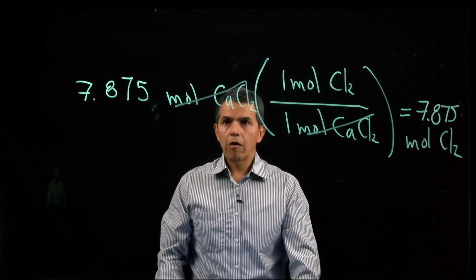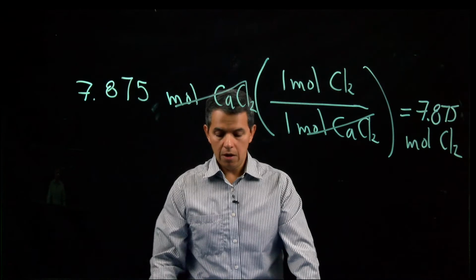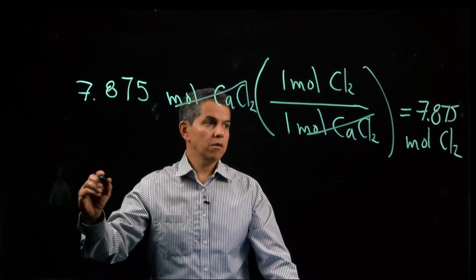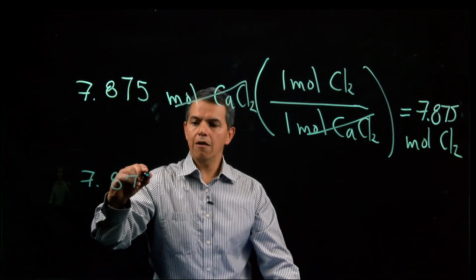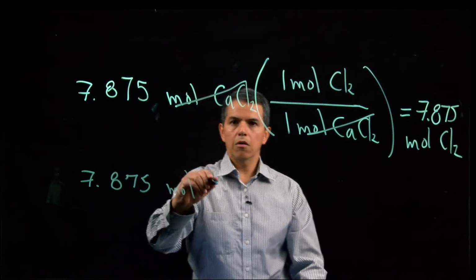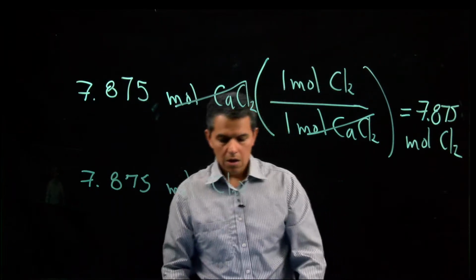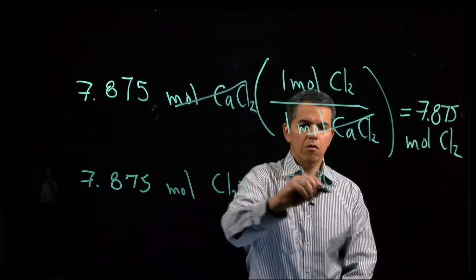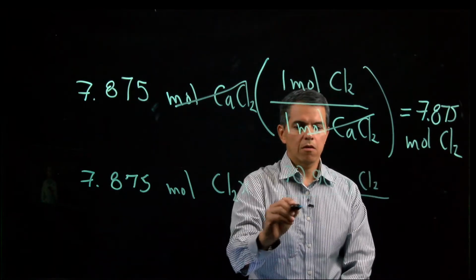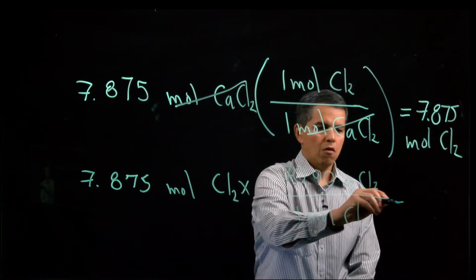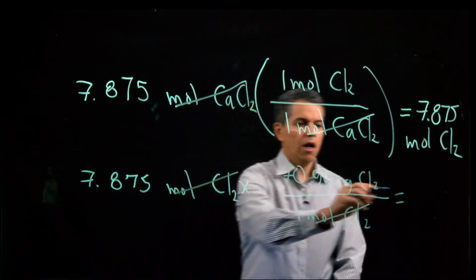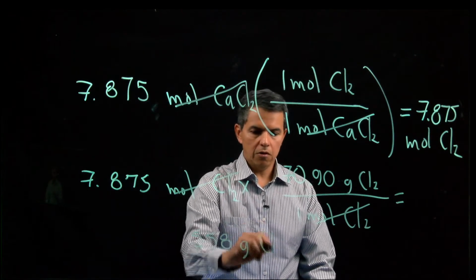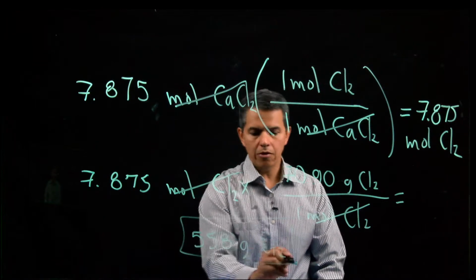Okay. And lastly, we will take the number of moles of chlorine and calculate the mass in grams. So we have 7.875 moles of Cl2. 1 mole of Cl2 equals 70.90 grams of Cl2. We're going to cross out moles of Cl2, and the net result of this is 558 grams of Cl2. So that's the first answer to this problem.